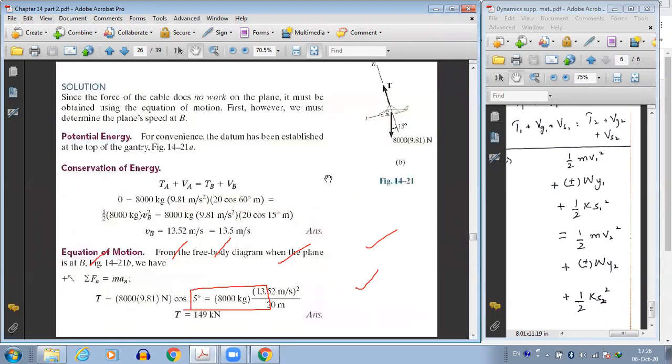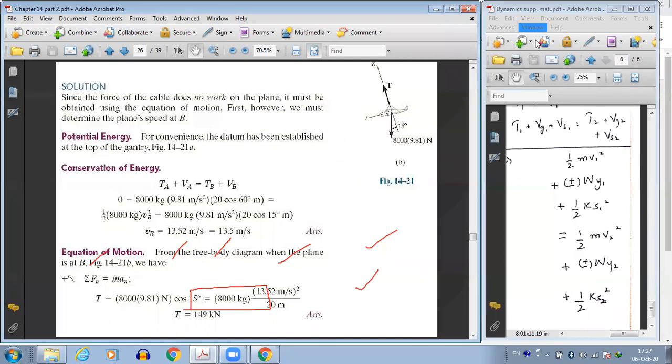So actually the solution of this problem is also done. If anybody wants to ask anything, you can ask. Otherwise, in reality, our chapter number 14 is finished now. And next week, inshallah, we are going to start chapter number 15.